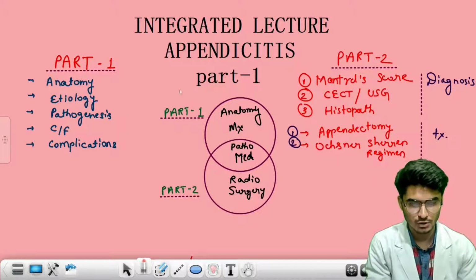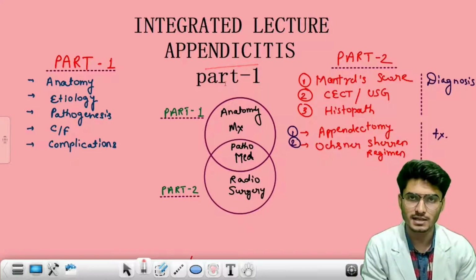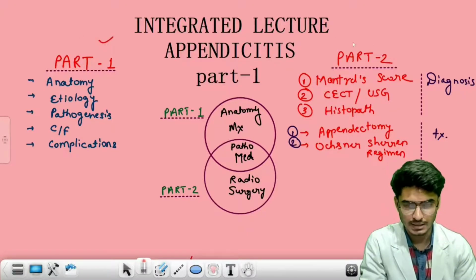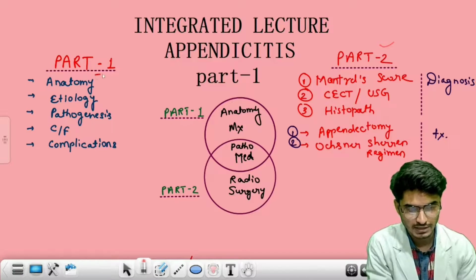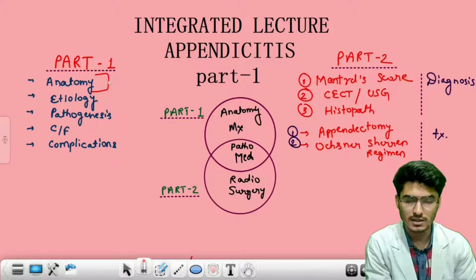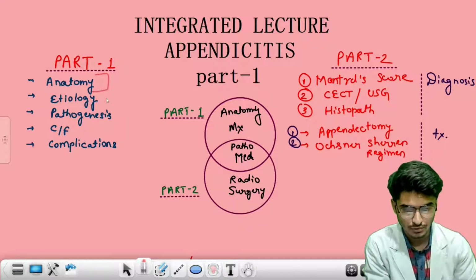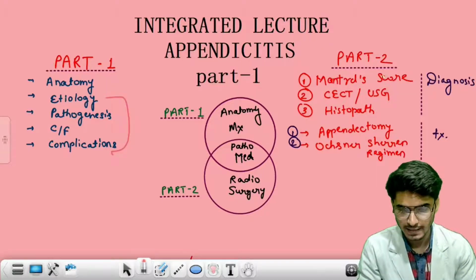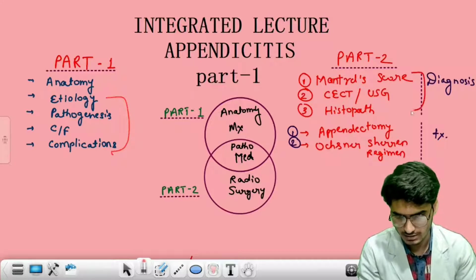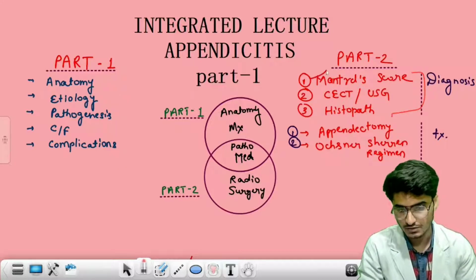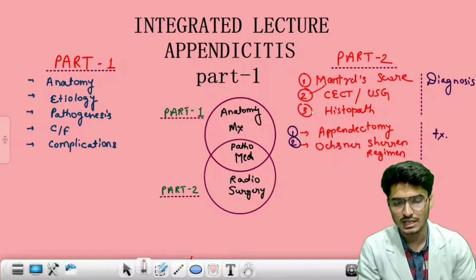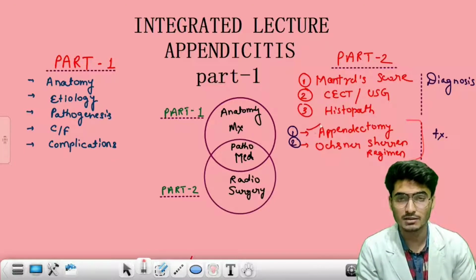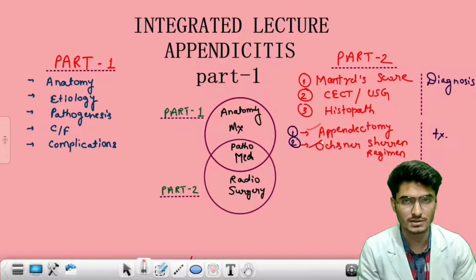So guys, today's topic of concern is appendicitis, and we will cover the whole topic in two parts, part 1 and part 2. Part 1 will have the preclinical portion, that is the anatomy of the appendix, followed by the disease portion, that is acute appendicitis. The second part will have the diagnosis, where we'll have the Alvarado score, CECT, USG findings, and histopathology, and the management and treatment part will have the appendectomy and the Ochsner-Sherren regime.